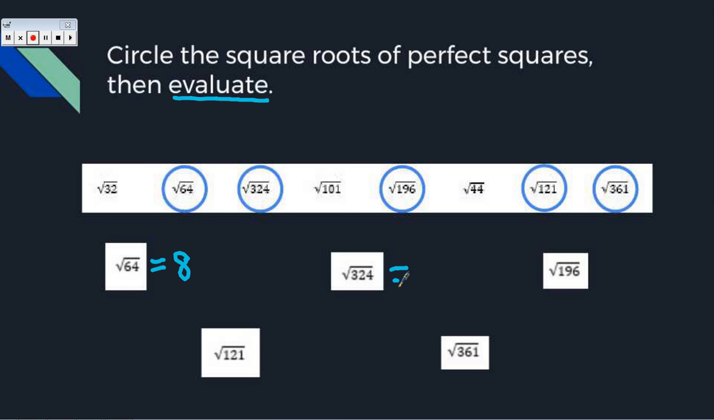Alright, the square root of 324 should be 18. The square root of 196 will give us 14. The square root of 121 is 11. And finally, the square root of 361 is 19. Go ahead and check your work and make any corrections that you need to.